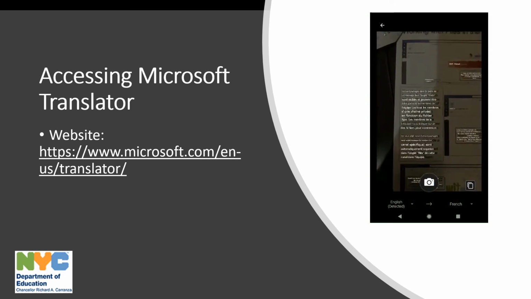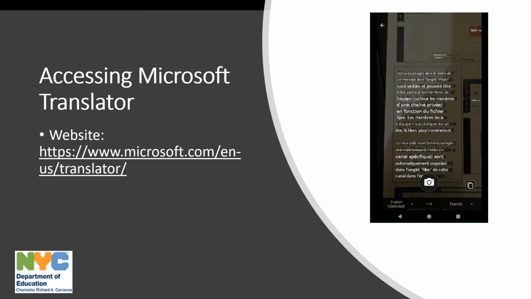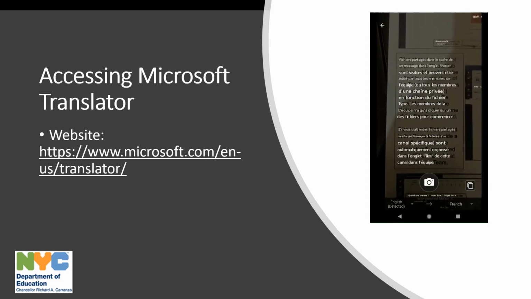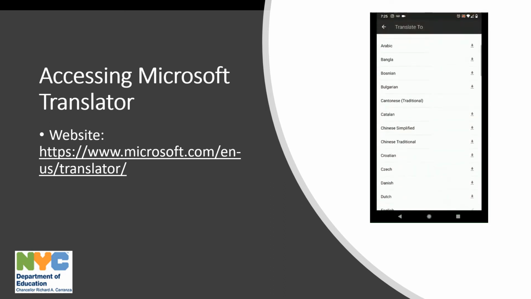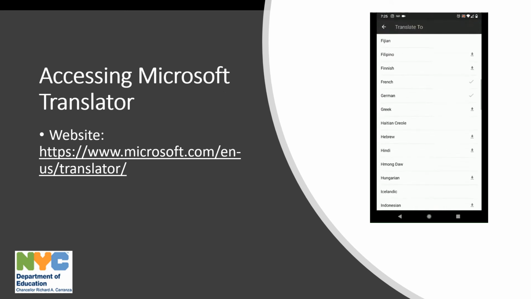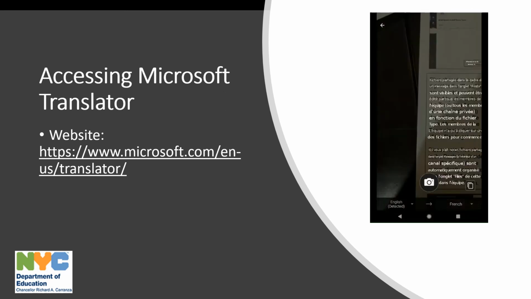Notice that I can always zoom in. And again, notice that those words have been translated, in this case from English, the detected language, to French. I can always change the language by tapping on French and choosing from over 80 languages. Notice that some I may have to download, and then I can always snap the picture again.